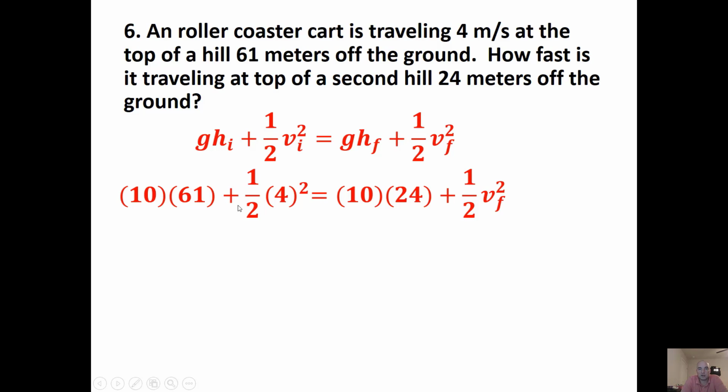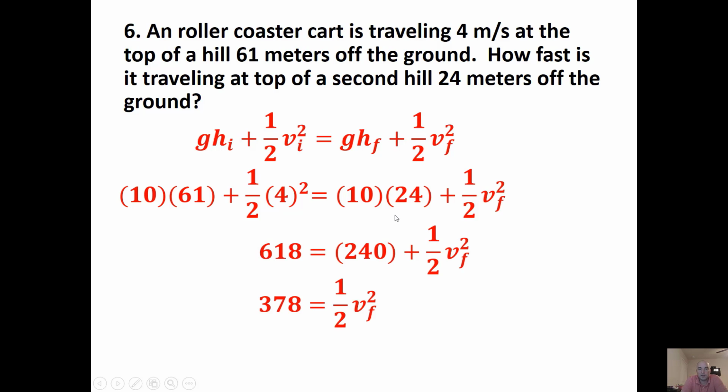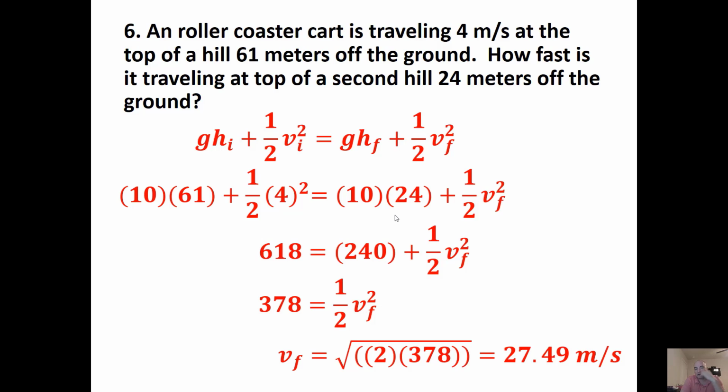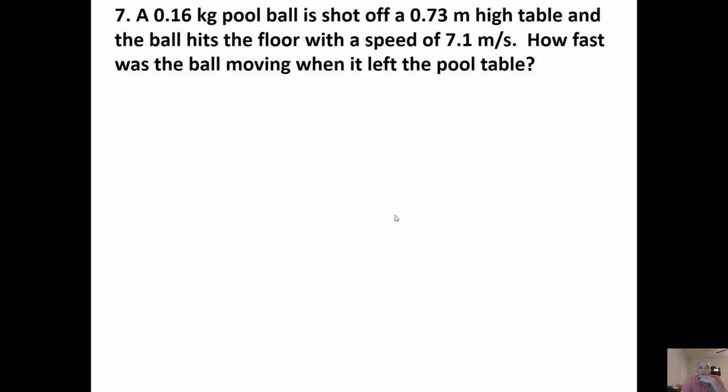Make sure you add these two together and then subtract this number from both sides. And then you multiply out the 2, and I think I did some of that for you. And once you multiply out the 2 and take the square root of the final answer, you get 27.49 meters per second.